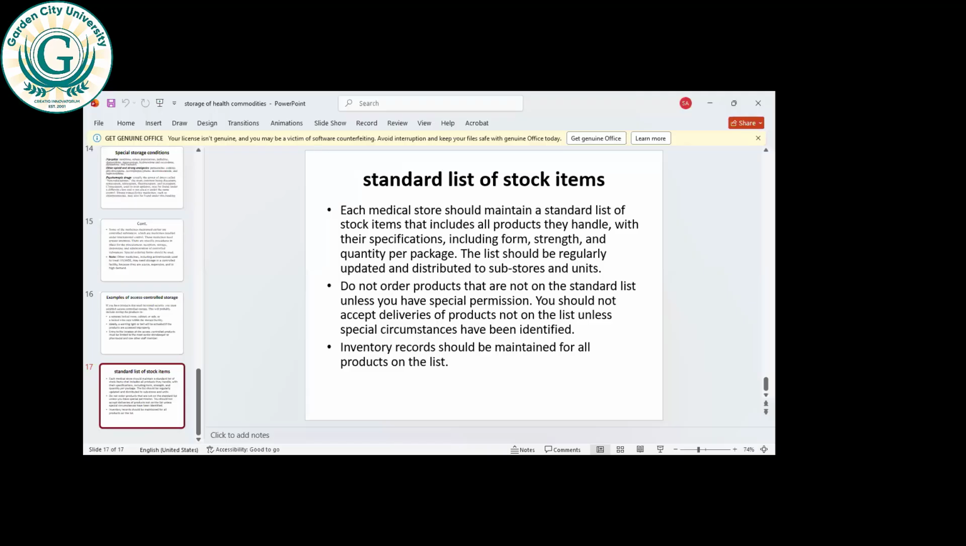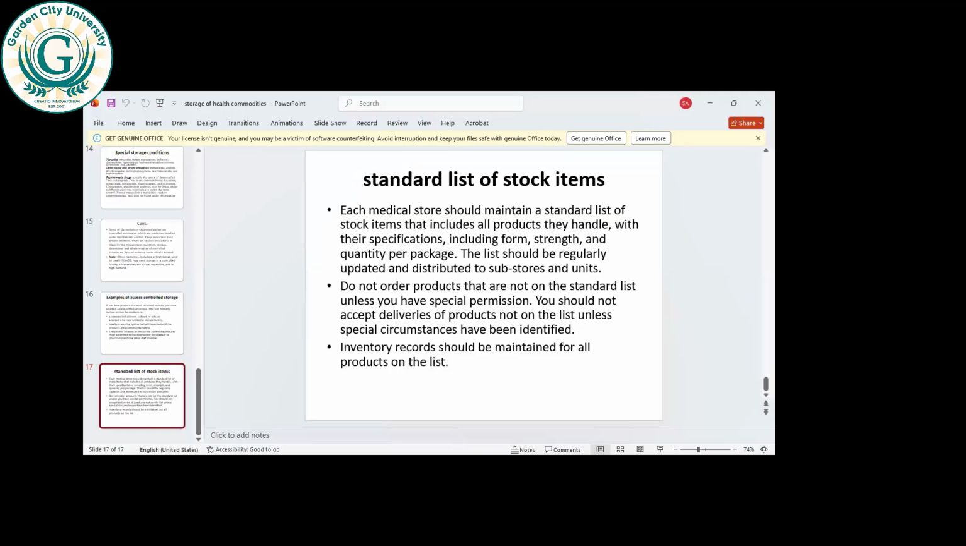Like some of the drugs that we've mentioned, most of them, the smaller facilities, the polyclinics, some of the health posts, rural areas, like the clinics. Normally the hospitals, the district hospitals, the regional, they may be in possession of some of these drugs, but the smaller units, like the CHPS compounds and health posts, are not given that opportunity. And then inventory records should be maintained for all products on the list.